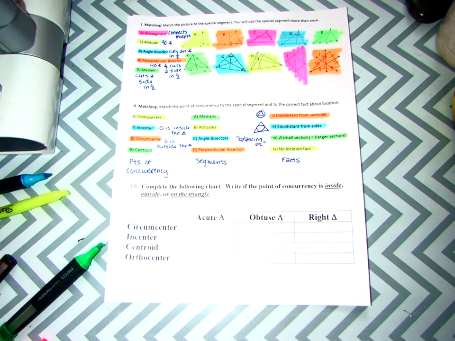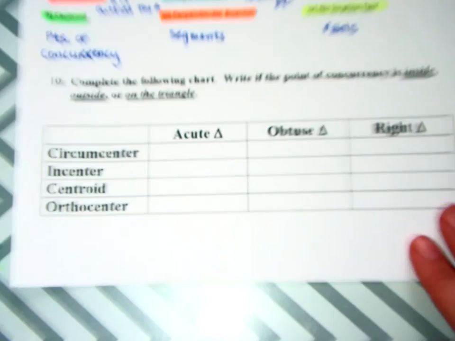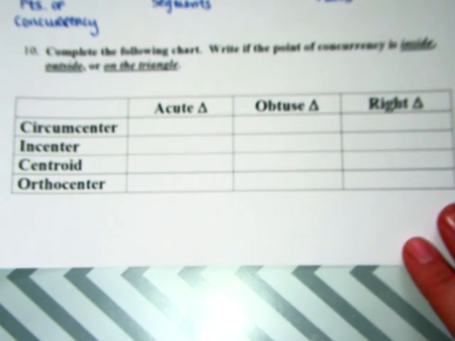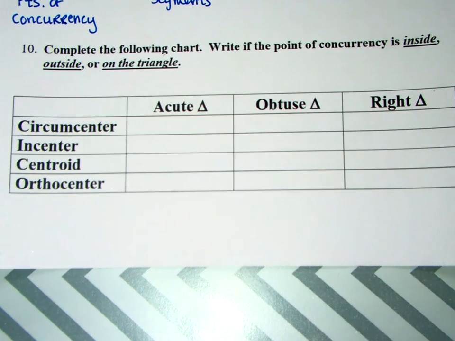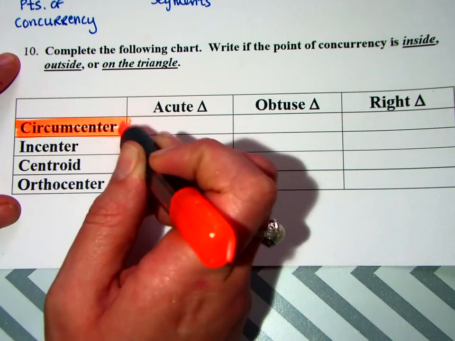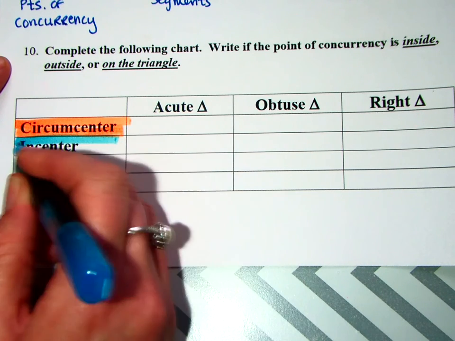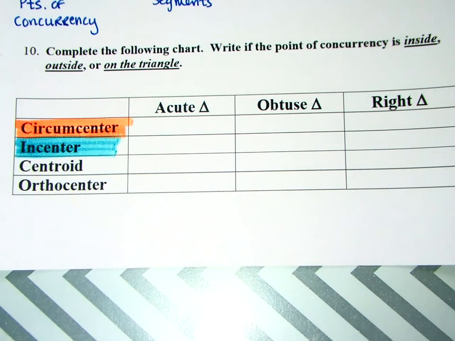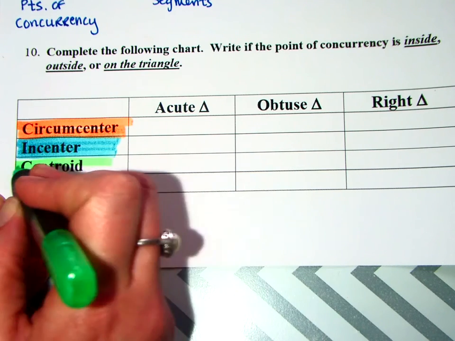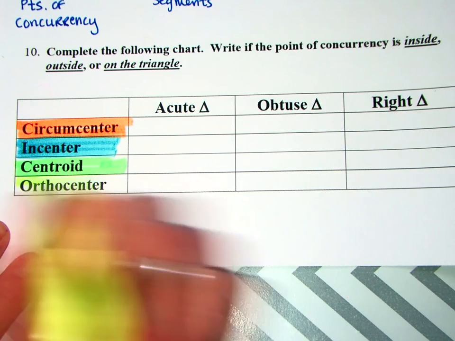So let's go ahead and finish up with just information about the locations of the points of concurrency. The circumcenter, remember, that's where perpendicular bisectors meet. The in-center is where angle bisectors meet. The centroid is where medians meet. And the orthocenter is where altitudes meet.